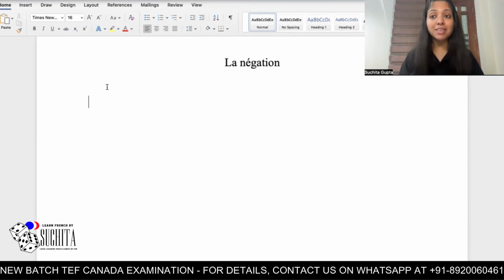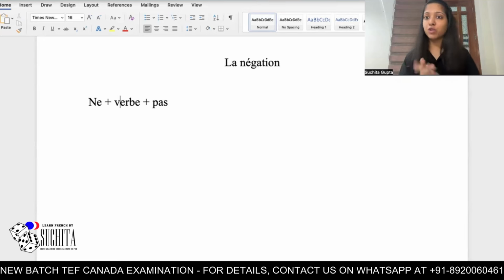So in order to make the sentence negative in French, we always need to search for the verb in the sentence. Where is our verb? Before the verb, we always put ne in order to make it negative. And after the verb, we'll put pas in order to make it negative. So the format goes like this. You put ne before the verb and pas after the verb. Always search for the verb in the sentence, put ne before it and pas after it.